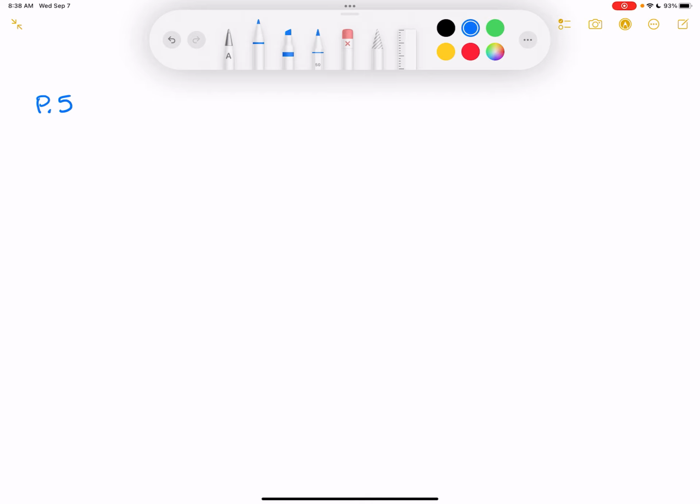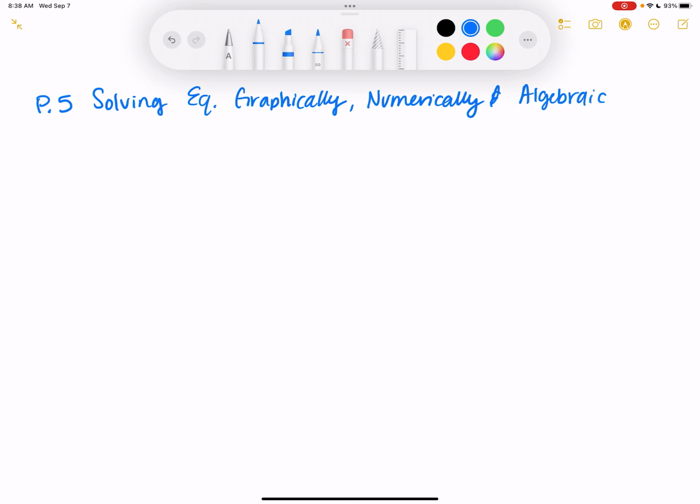For the special effects. All right, P5. Solving equations graphically, numerically, and algebraically.